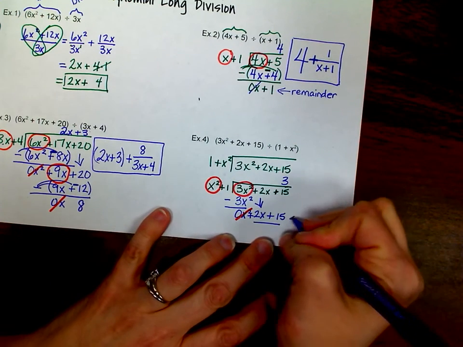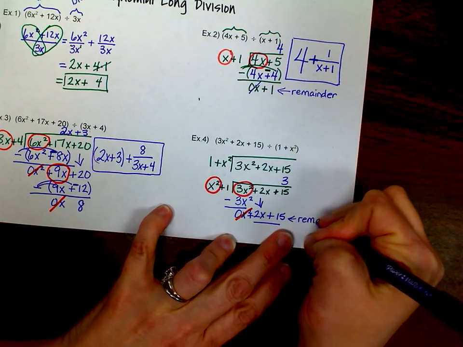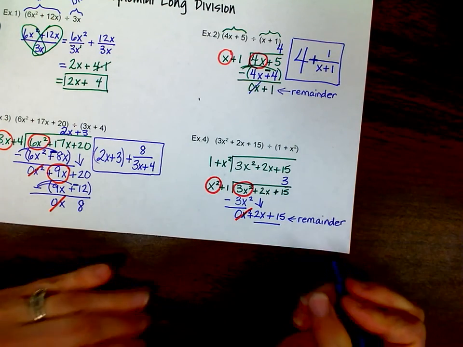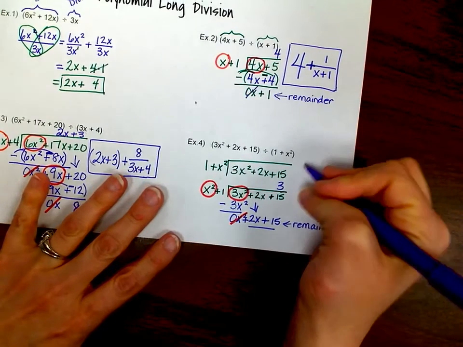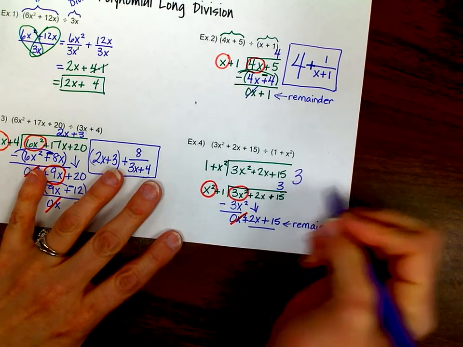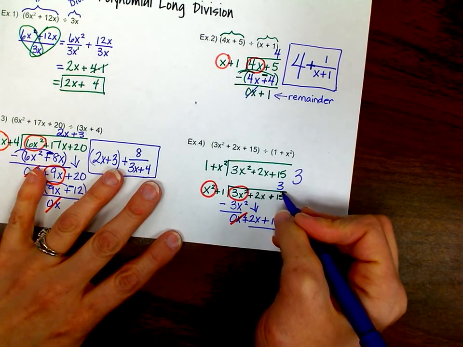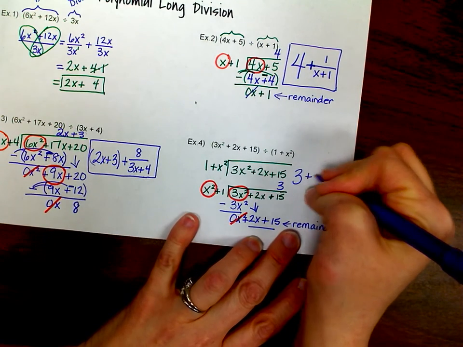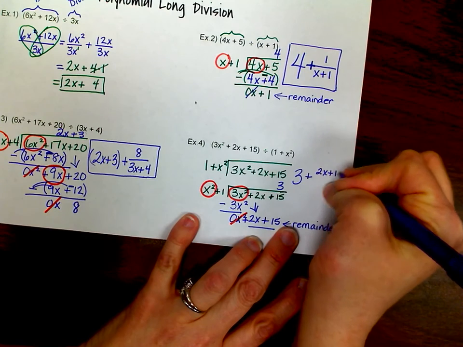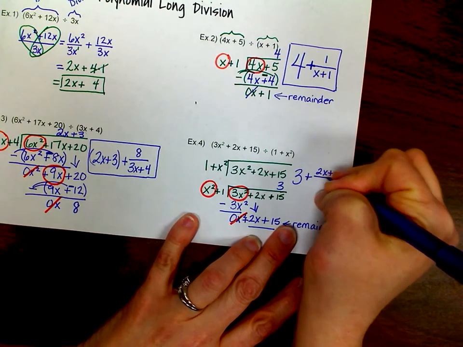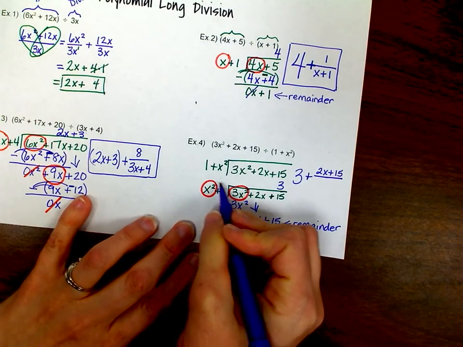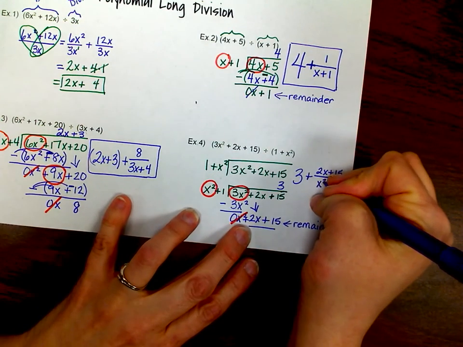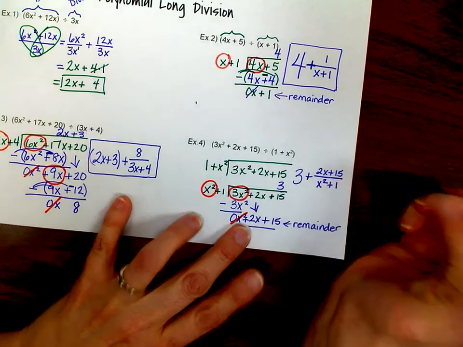This is going to be our remainder. And just as we did before, we're going to write this as a quotient. We have a 3. And then our remainder is 2x plus 15. And then we're going to take what we had out here as our divisor, and it's going to become the denominator. So we have x squared plus 1.